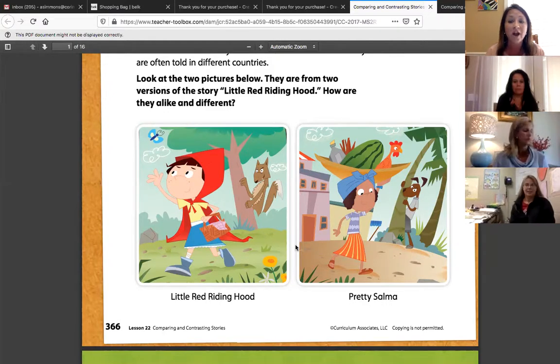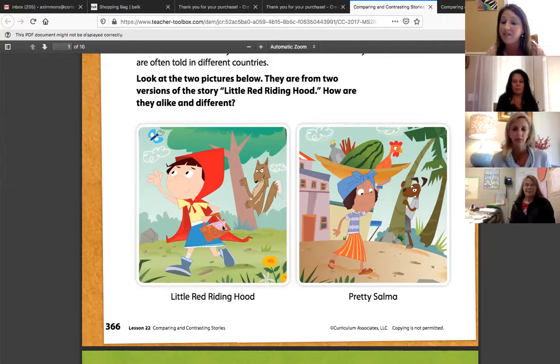But when you contrast, you look at how they're different. And I think it's pretty easy for you to pick out some of the differences in these two pictures, like exactly what is she carrying. Here she's carrying a basket on her arm. Here she's carrying a different type of basket on top of her head.